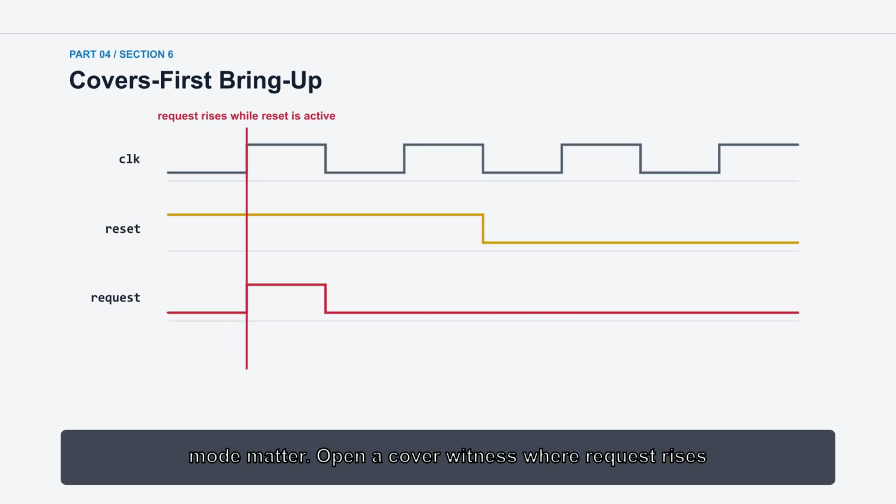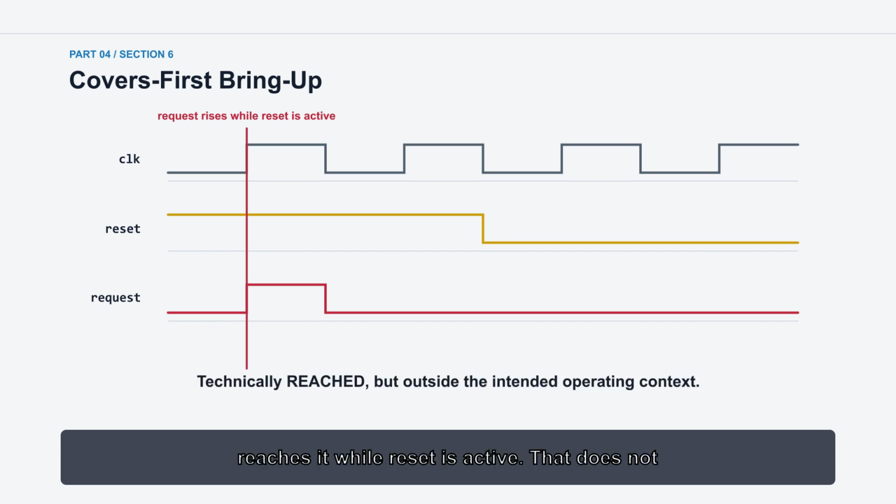Open a cover witness where request rises only during reset. Now inspect witness quality. This cover technically reaches request high, but it reaches it while reset is active.